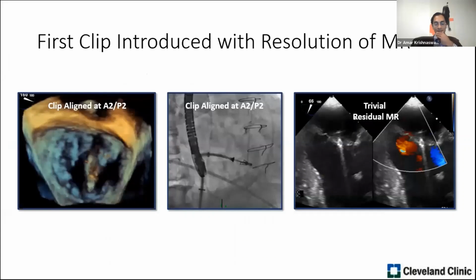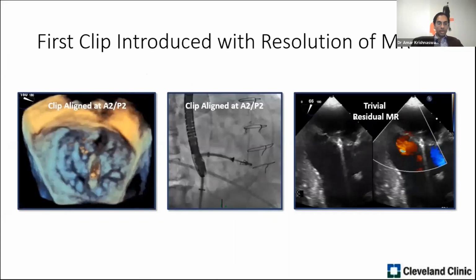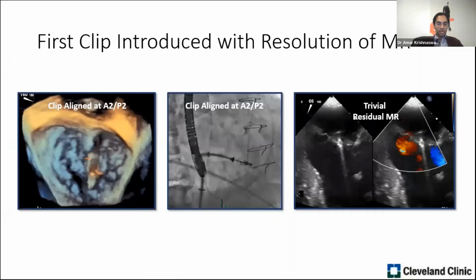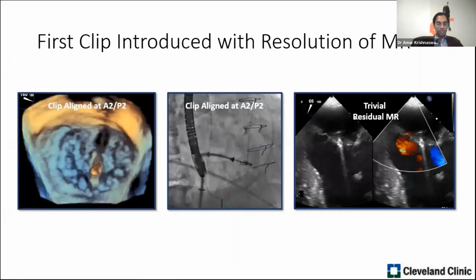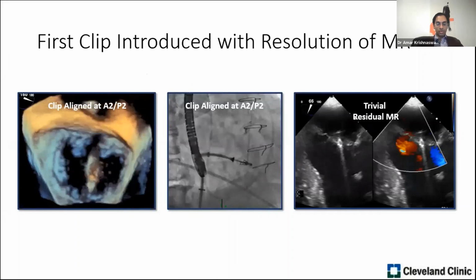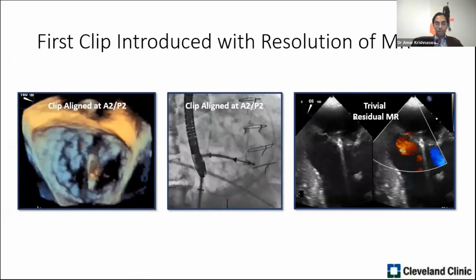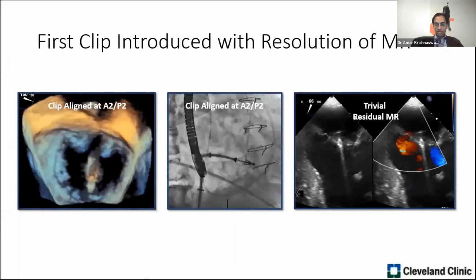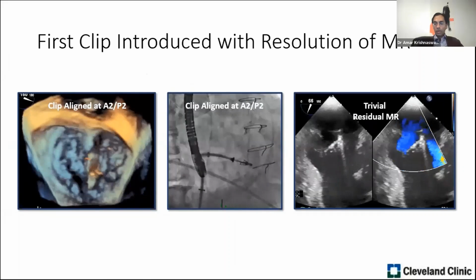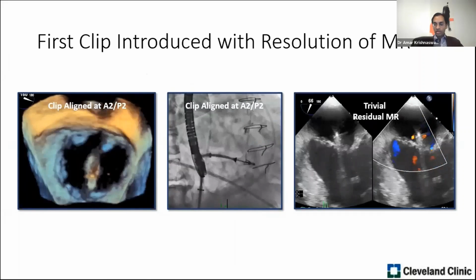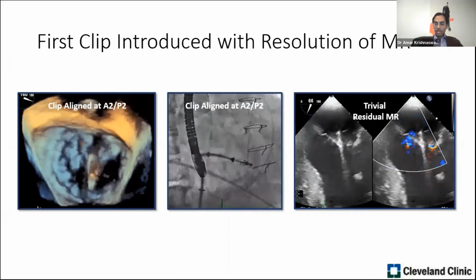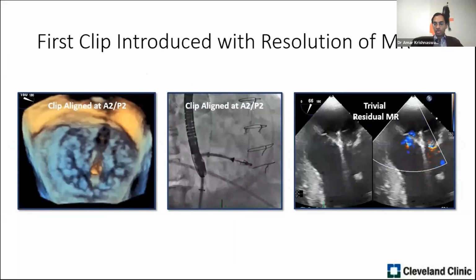So of course, we decided to bring him for a MitraClip. You can see here in the leftmost panel, the clip is aligned at the A2-P2 segment, which is really around where he had his mitral regurgitation origin. You can see here the middle panel, just the clip is open. And we put the clip, as you see there in the middle of the valve, we closed it, and you can see here trivial residual regurgitation.